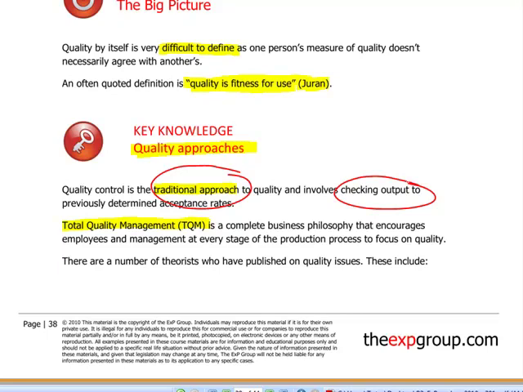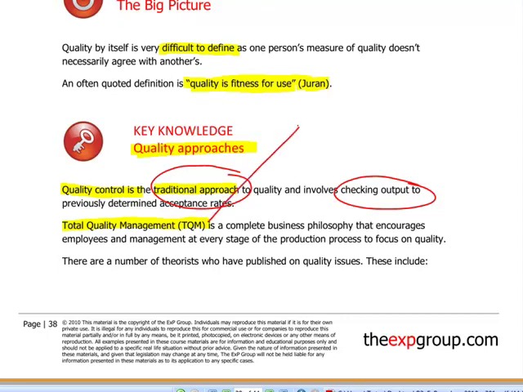So, going through the notes here, we can see under quality control: quality control is a traditional approach to quality and involves checking output to a previously determined acceptance rate. That's the traditional one. TQM, Total Quality Management, is a complete business philosophy that encourages employees and management at every stage of the production process to focus on quality. So it is just a mindset of making sure that people are involved in quality at all stages.